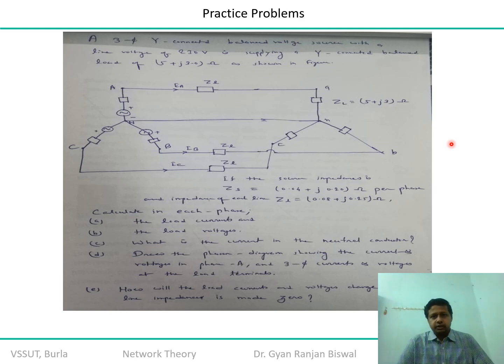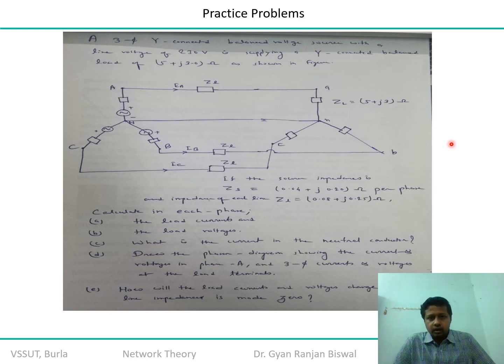Okay, load aspect. So a balanced source with a line voltage of 230 volt is supplying a star connected balanced load, that is a complex load. So ZL is equal to 5 plus j3 ohm as shown in the figure. So the source and the load both are connected in star fashion, as I told you to investigate just a few slides back. What is the best possible combination if you have the flexibility to do so?